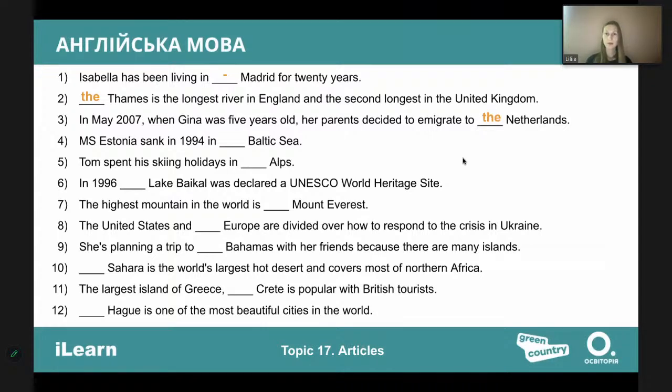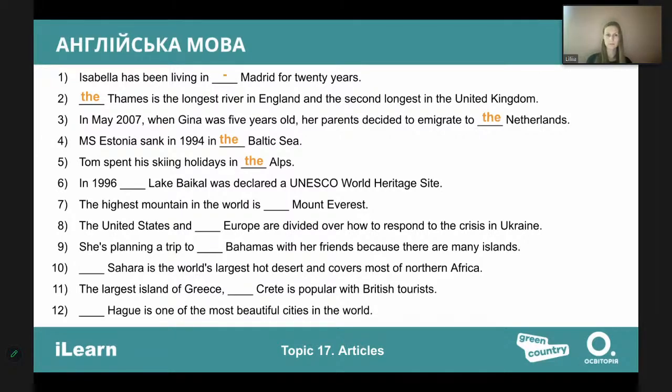Number 3, the Netherlands. You have to remember, if the name of the country sounds like plural, article the. Number 4. In the Baltic Sea, because it's the name of a sea. Okay. Number 5. Tom spent his skiing holidays in the Alps, right?